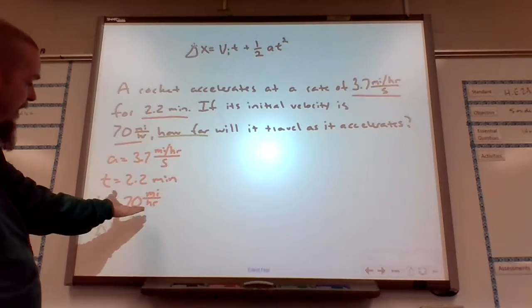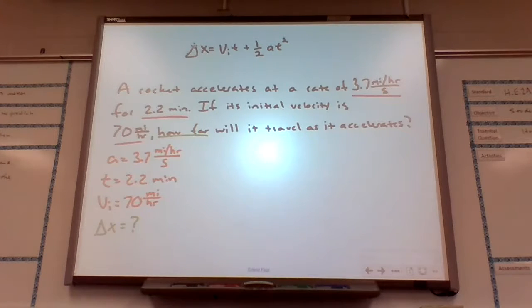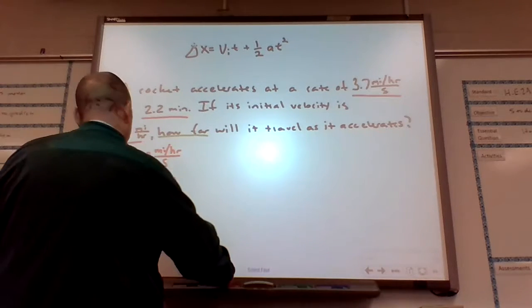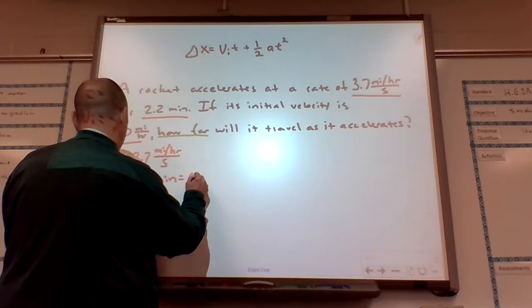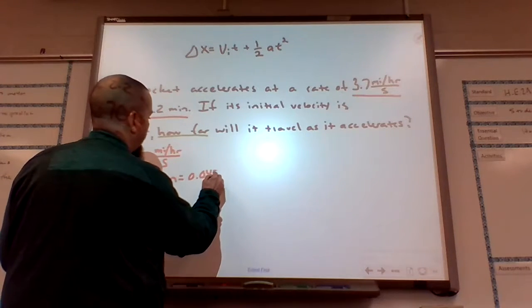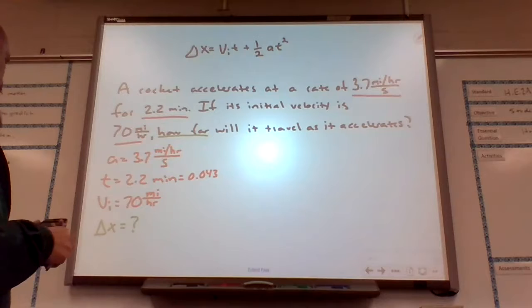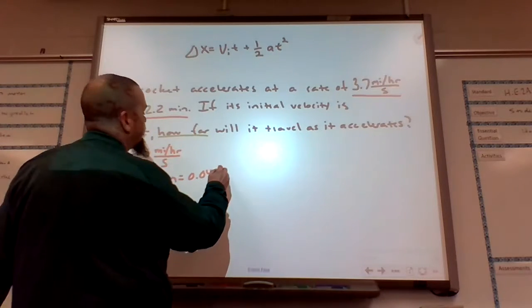We won't have to do anything with our velocity. It'll just stay 70 miles per hour. We will have to convert our minutes into hours, and that's pretty straightforward. We just divide by 60 since there's 60 minutes in an hour. So this is going to convert to 0.043 repeating. I'm just going to round it to 0.043.